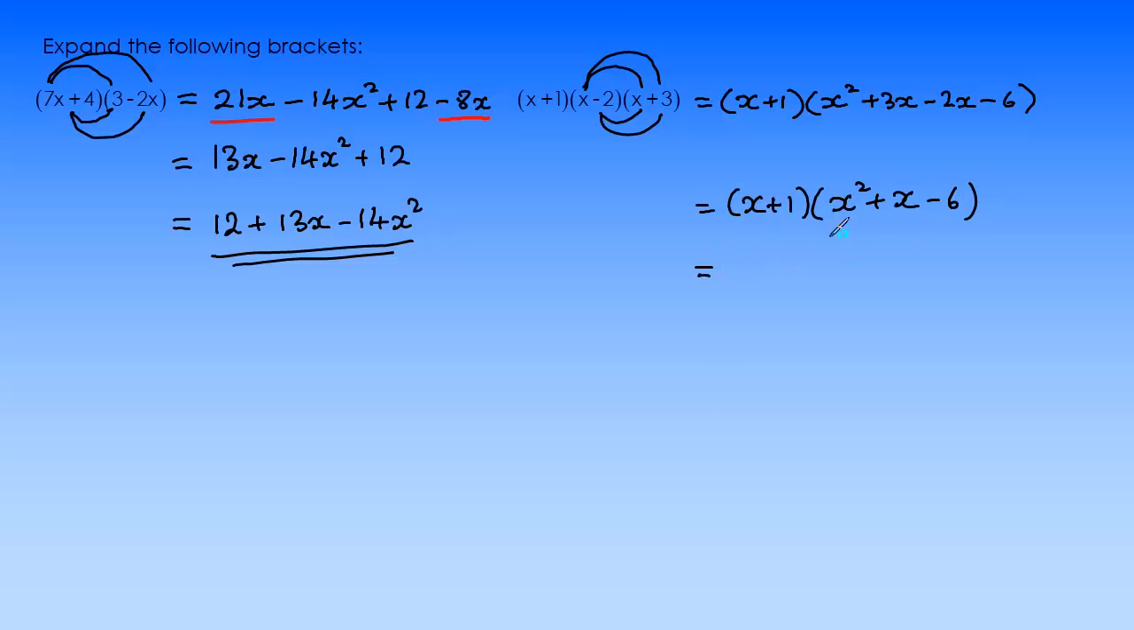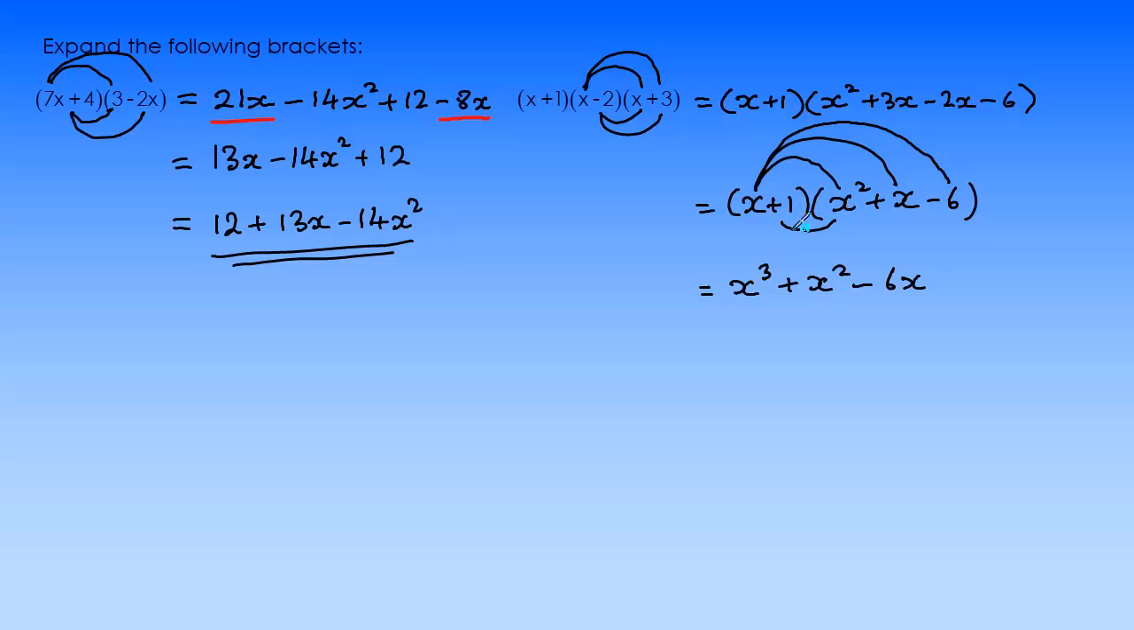Now, we have 2 brackets, but there are 2 things in this bracket and 3 things in this bracket. So we're going to need a slightly different pattern. We have to actually do 6 multiplications. I'm going to do this, then this, then this. So that gives me a super crab claw. So x times x squared is x cubed. Then x times a positive x is plus x squared. x times a negative 6 is minus 6x.